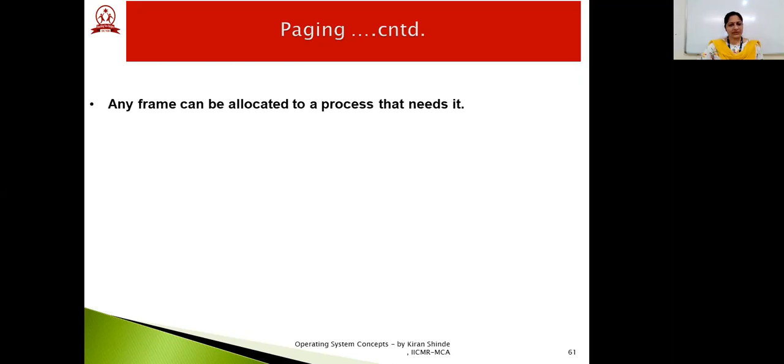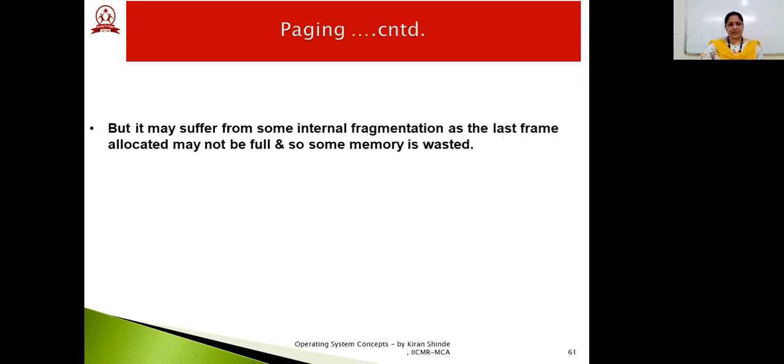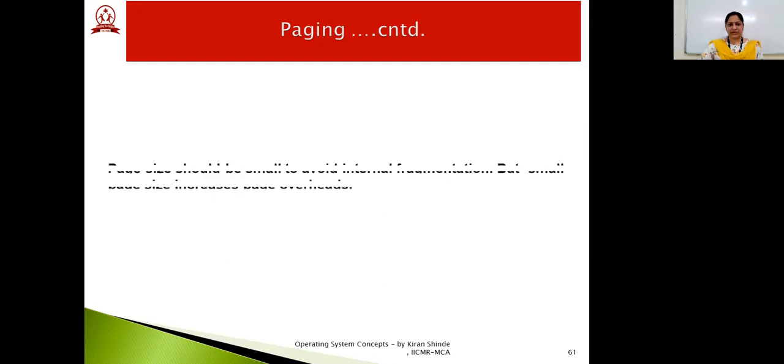Now, any frame can be allocated to a process that needs it, but it may suffer from some internal fragmentation. How? Because it may happen that the space or the memory requirement of the demanding process is less than the available memory partition. So in that case, some amount of memory will be wasted, resulting in the problem of internal fragmentation. But in that case, what can be done? The page size can be reduced. But again, we need to think about page size. Why? Because if page size is very small, then what will happen? It will impose much overhead on the operating system.